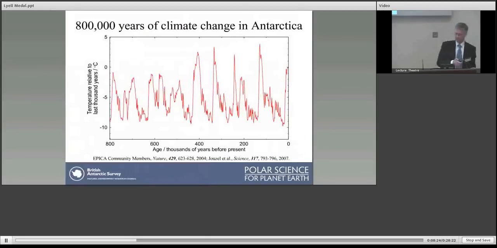Okay, that's what the record looks like for the temperature over the last 800,000 years. Now, I've been naughty here because this is really the deuterium record, and I've just put a temperature scale on it. You can rescale this temperature scale slightly if you want. So what you've got here is a Holocene, the last 10,000 years of relative warmth.